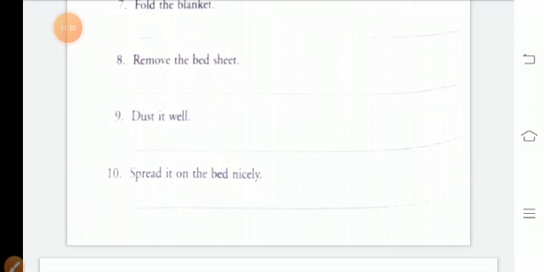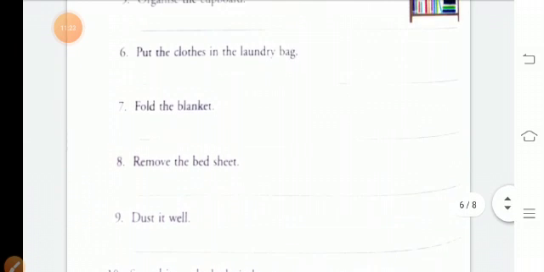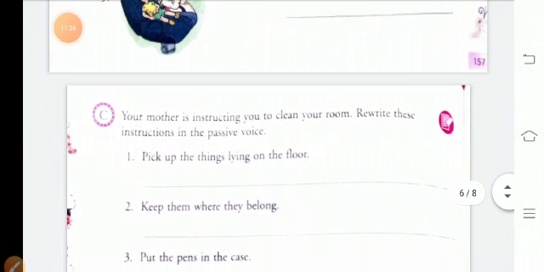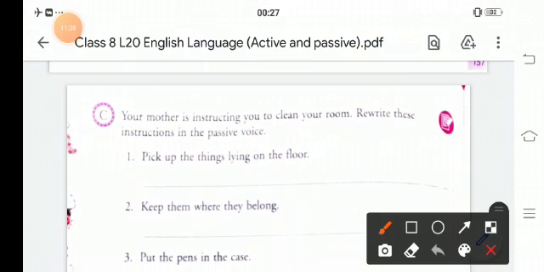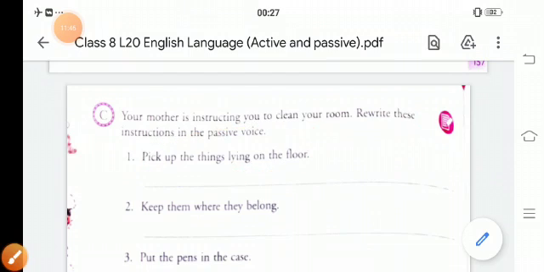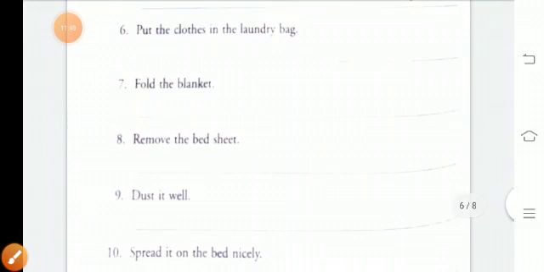Now, here your mother is instructing you to clean your room. Now you have to write this instruction in a passive voice. First one is pick up the things lying on the floor. Let the things lying on the floor be picked up. Then keep them where they belong. Let the things be kept where they belong. Put the pens in the case. Let the pens be put in the case.